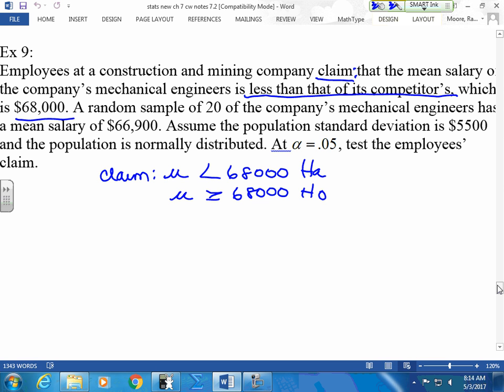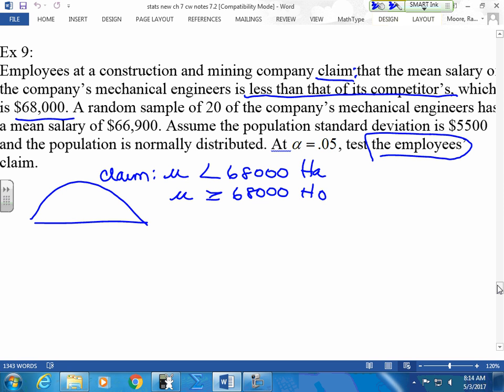Okay? If I bounce down here, test the employee's claim. So this is my employee's claim. Now sometimes they say, do you support, do you reject? So with support or reject, it says HA, you should use the word support, but they didn't say that, but that's okay. They still said test the employee's claim. So we're right on track.